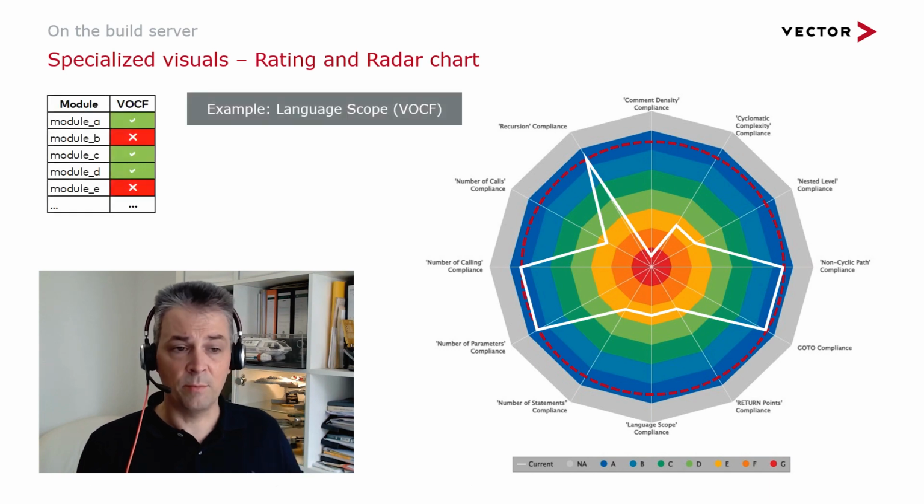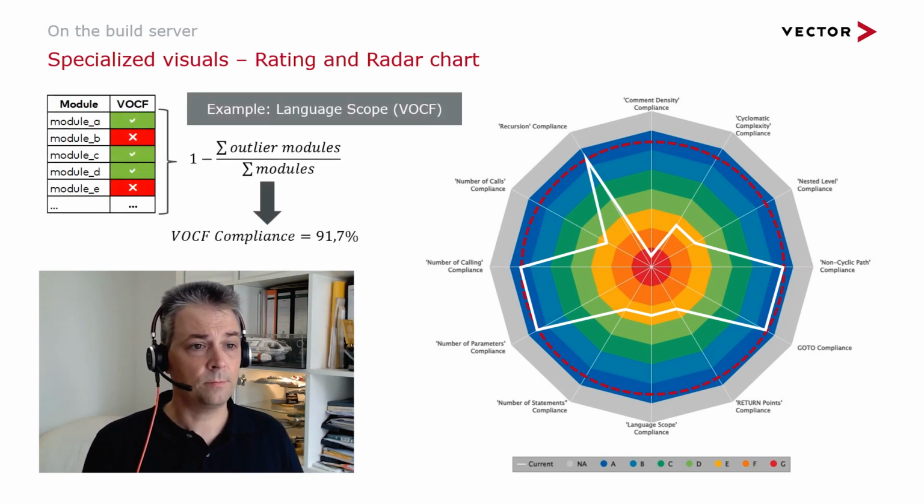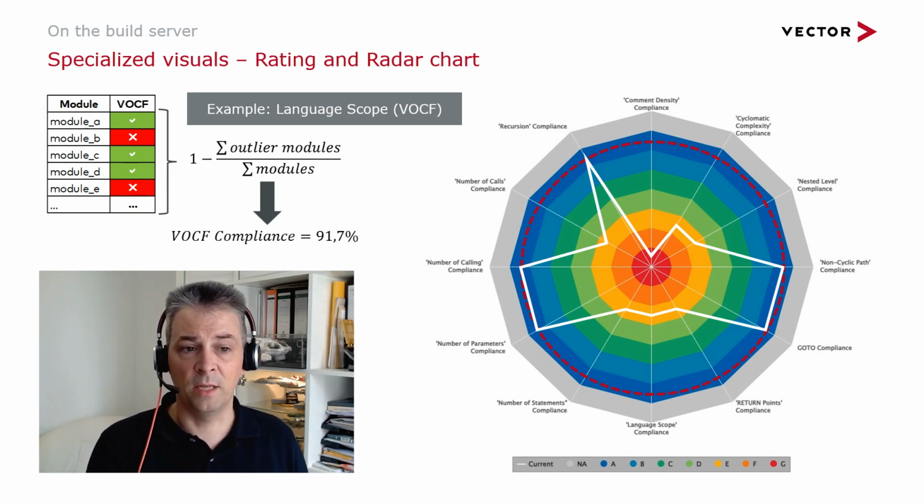And one of these HIS metrics is the language scope. And if we match the expectations of this language scope metric, then we make a green tick. If we fail, we get a red X. And then we just count the number of modules that meet the compliance, and we count the number of modules that do not meet the requirements of the language scope metric. And then we can compute a compliance to the language scope expectations. Here in this example, 91.7%.